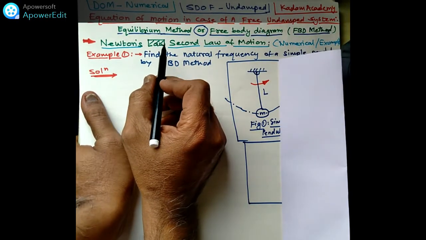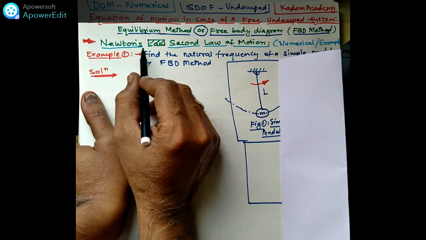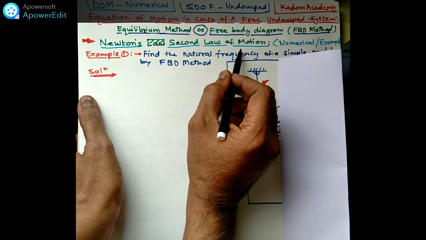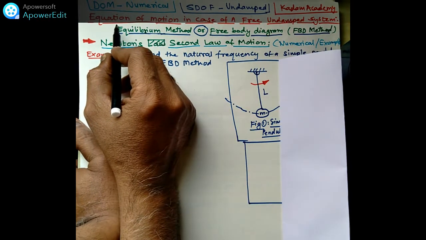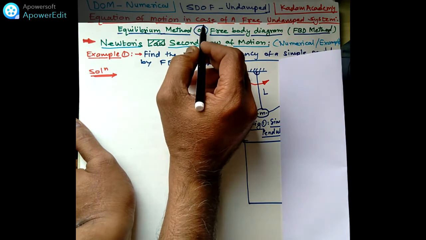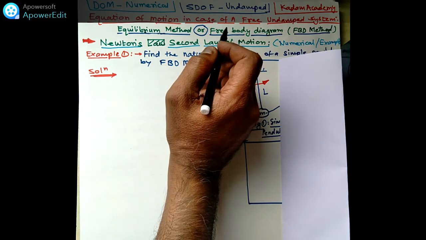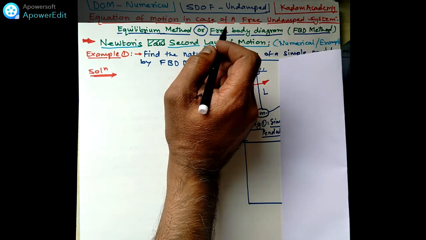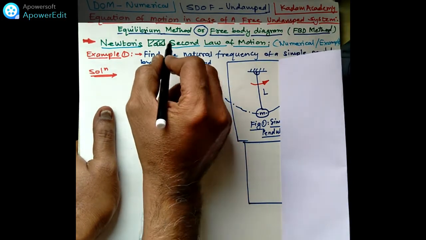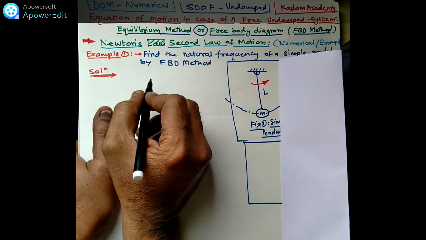Today we are going to see numericals based on Newton's second law of motion. Why is this law required? To find the equation of motion in the case of a free damped system. We know the formula for Newton's second law: F is equal to ma.